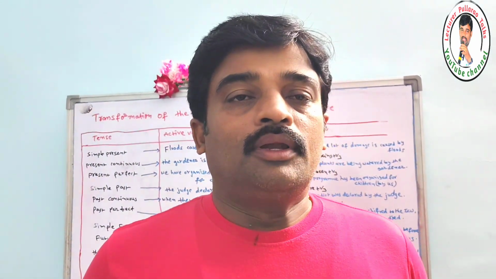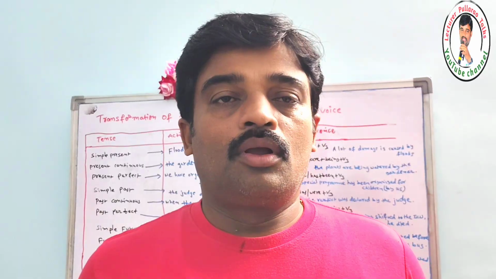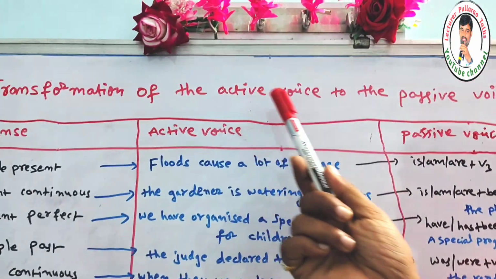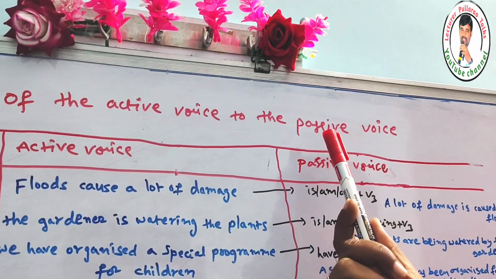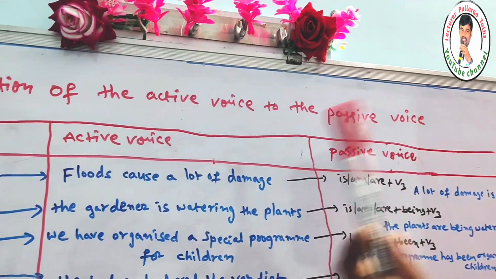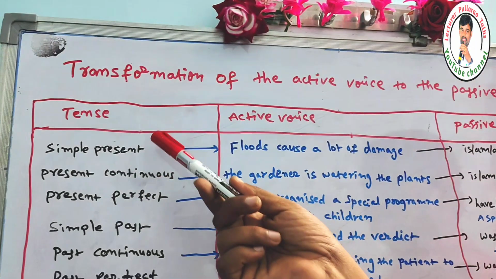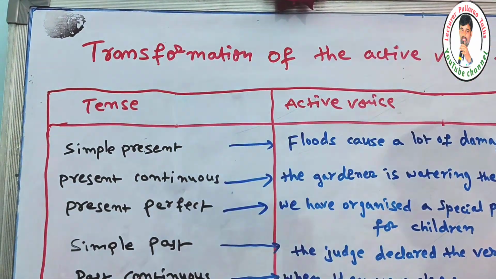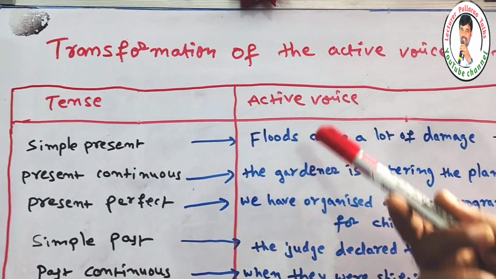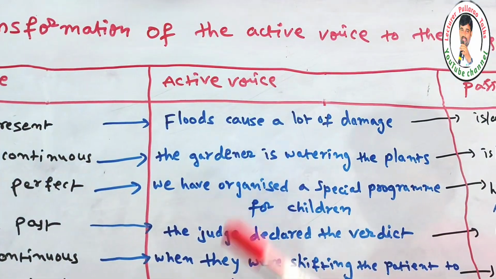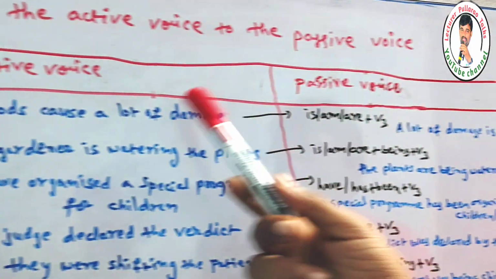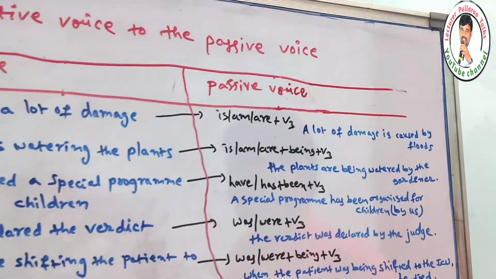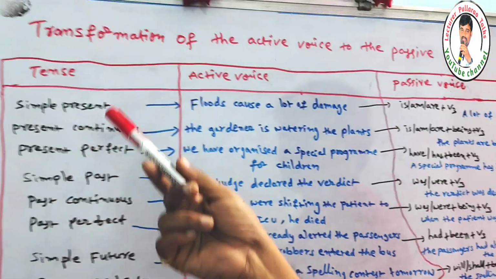Okay. Now let's see. Transformation of active voice and passive voice. That is our today's topic. I have given you 3 columns here. In one column, I have mentioned tenses, types of tenses, and active voice example sentences, and I changed this sentence into passive voice in this column. Okay, now we'll go through one by one.